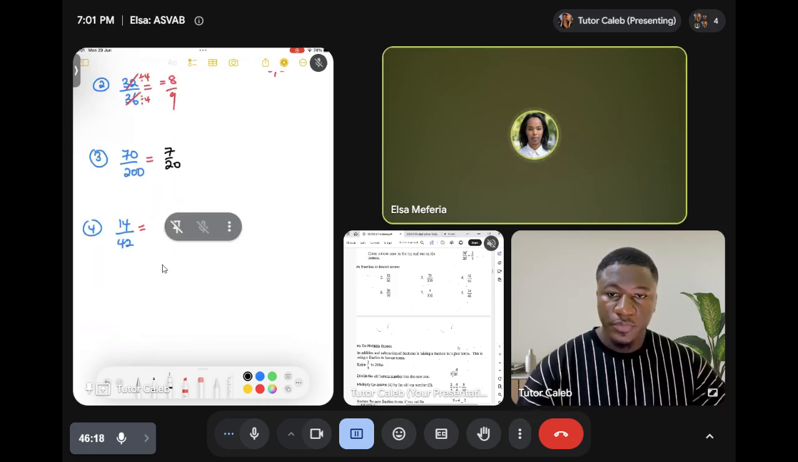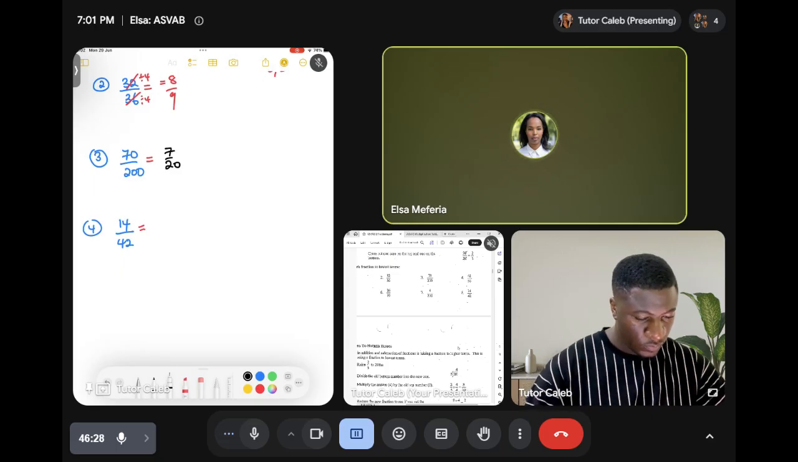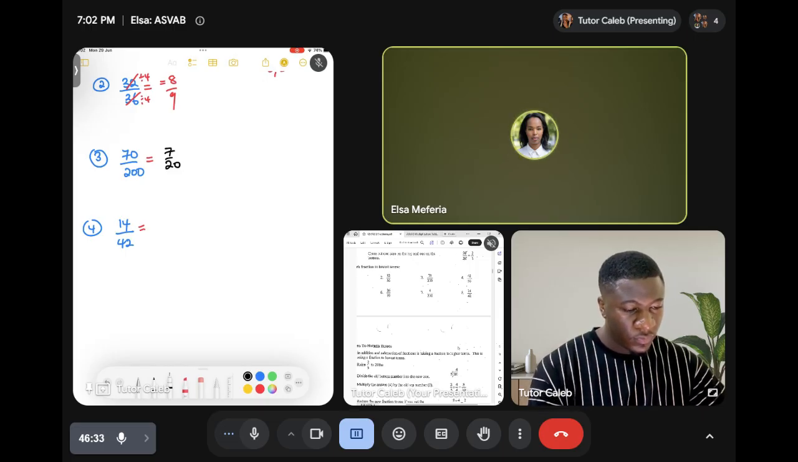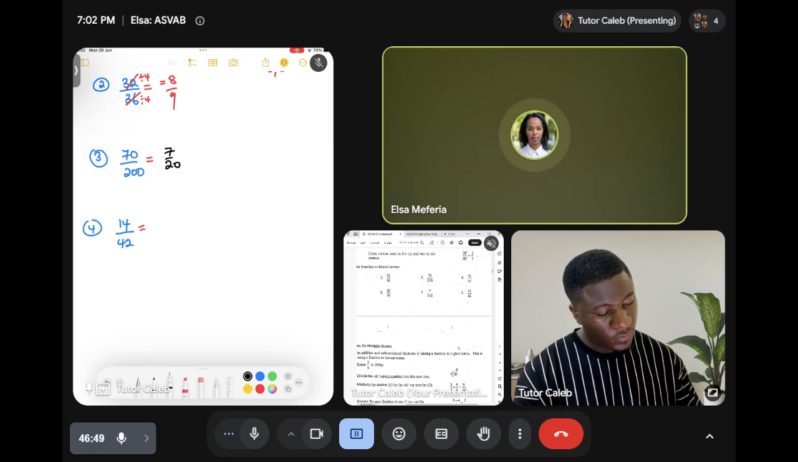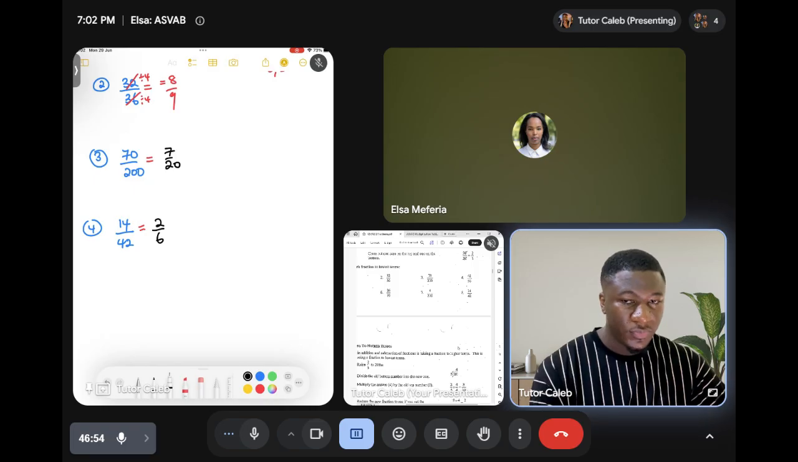Okay, number 4. That's going to be 14 over 42. Let me see if I can find 14 and 42 in the same table. 14, okay, 42, okay. By 7, 14 is 2, and 42 divided by 7 is going to be 6. So 2 over 6.